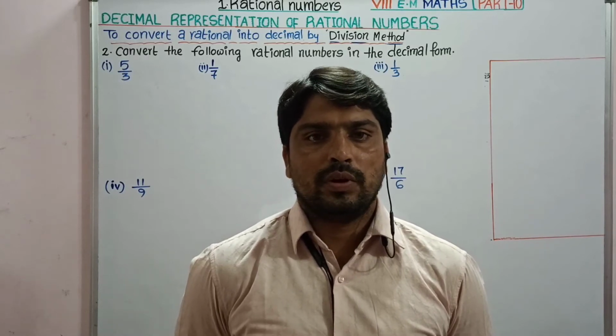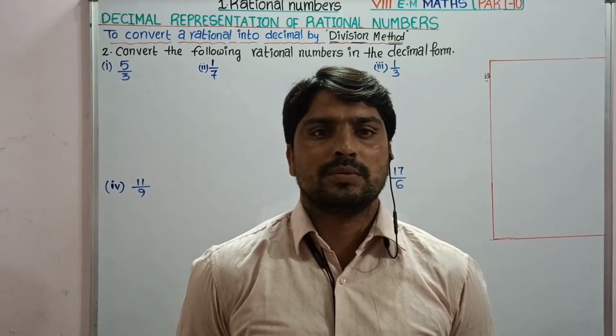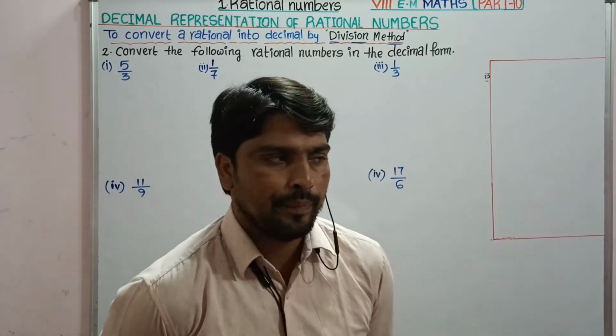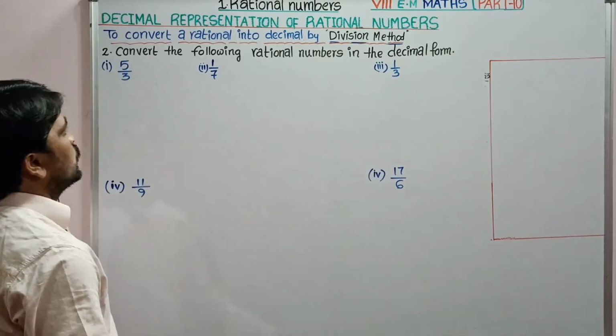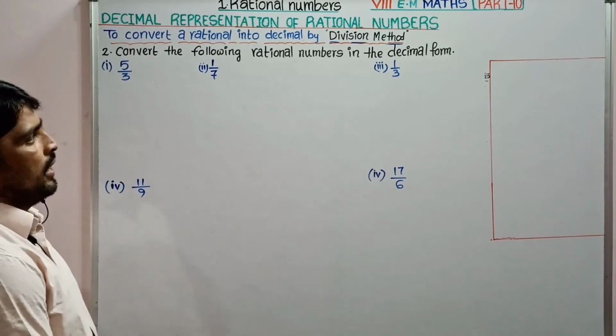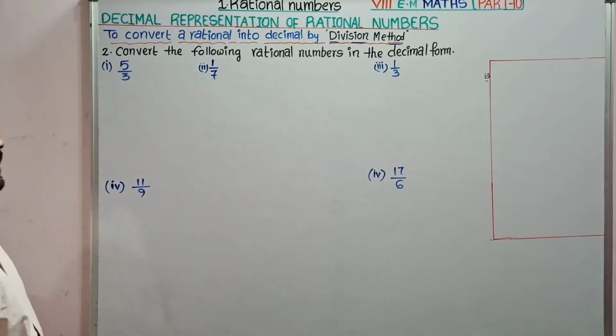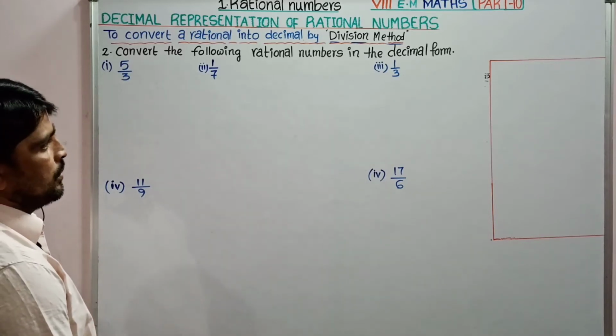Today we are going to look at part 10 of rational numbers, which is about the decimal representation of rational numbers. To convert a rational number into decimal, we use the division method. In that, it is the second example. Convert the following rational numbers into decimal form.